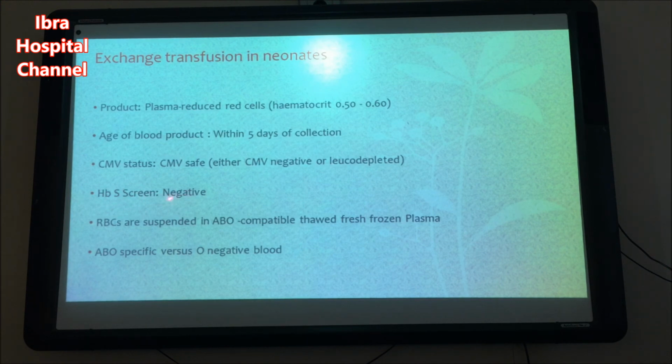It should be hemoglobin S negative. Why for the baby? Because even a small amount of hemoglobin S can cause problems in their circulation. And in Oman specifically, we have a high incidence of sickle cell carriers. So remember to do hemoglobin S for blood requested for children.